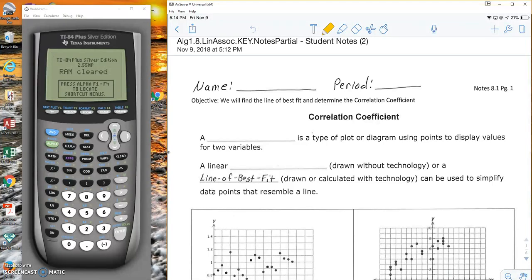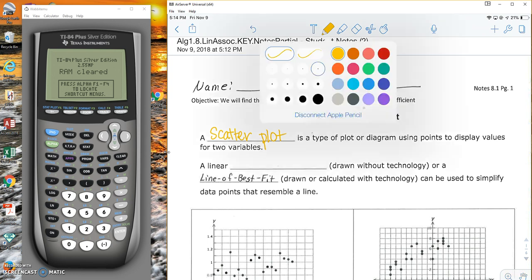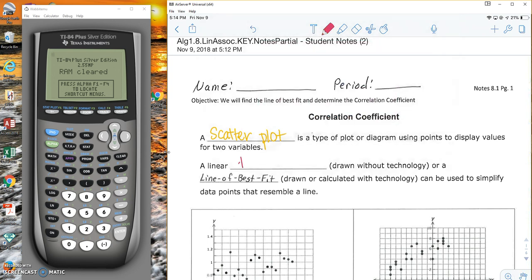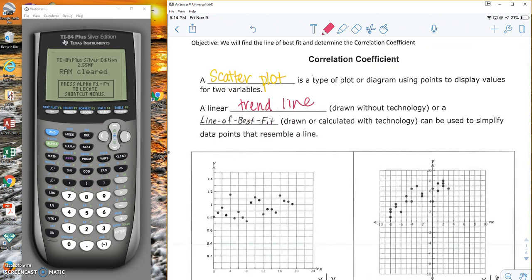So, a scatter plot is a type of plot or diagram using points to display values for two variables. A linear trend line, drawn without technology, also known as a line of best fit when using technology, can be used to simplify data points that resemble a line.